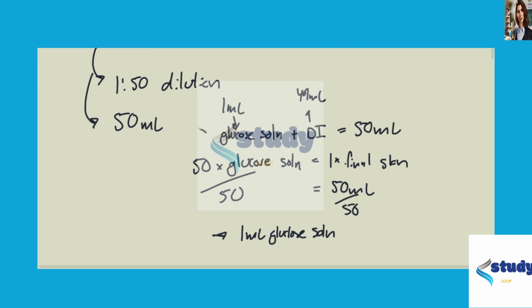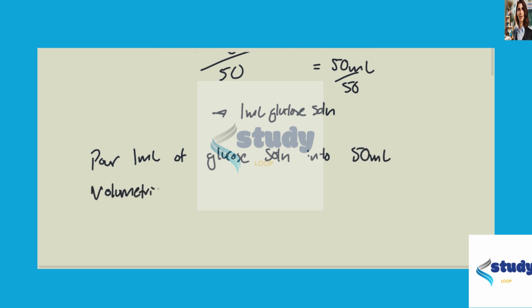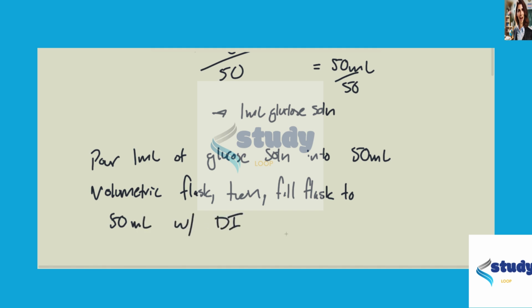We're going to pour 1 mil of our glucose solution into a 50 mil volumetric flask. Then fill the flask to 50 mils with DI water. Great.